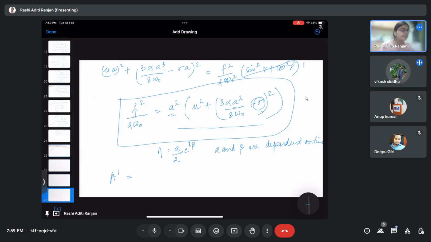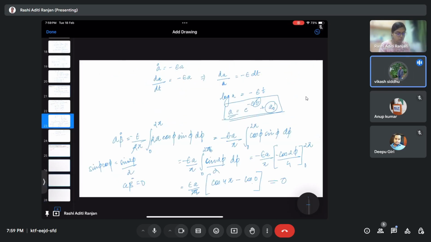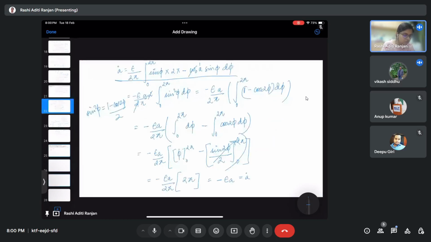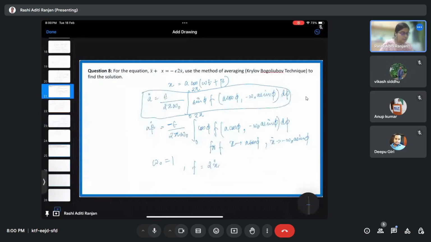Ma'am, I have one more doubt. In the previous question, how did you write the a dot? Okay, you want to know how did we write this equation? After this equation, how did you write a dot? This equation you're talking about. How did this come? Yes, ma'am.